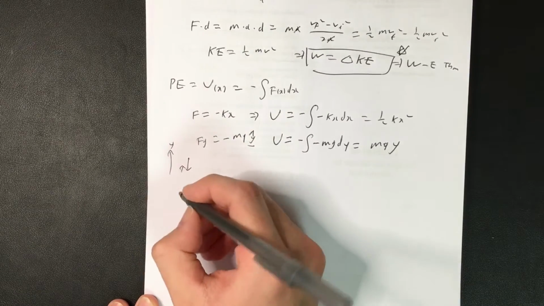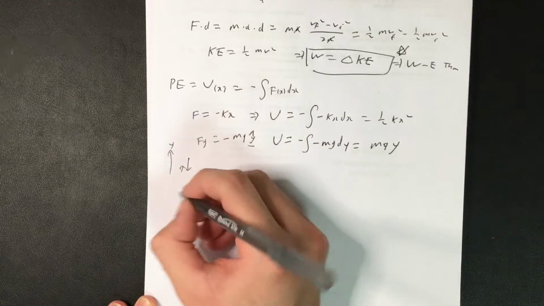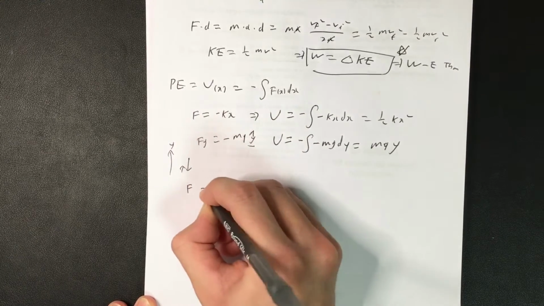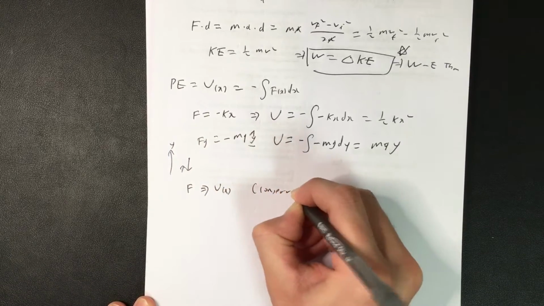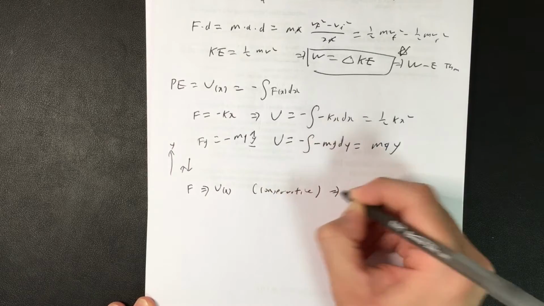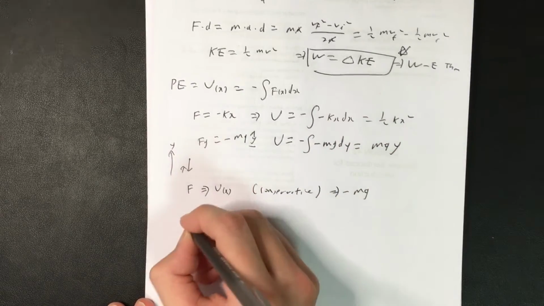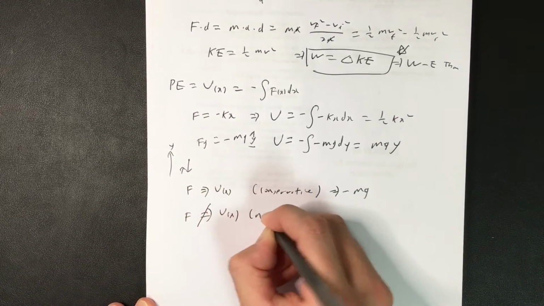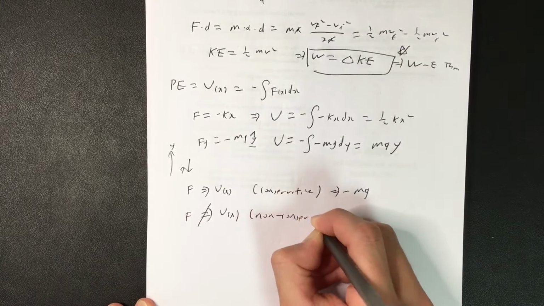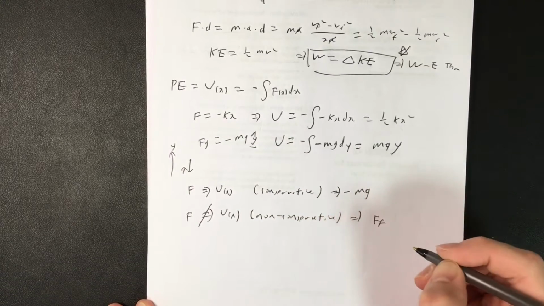Now, there are certain types of forces that have potential energy and certain forces that do not. Forces that have potential energy are called conservative. An example of a conservative force is the force of gravity. But a force that does not have potential energy is called non-conservative. And the prime example of this is the force of friction.